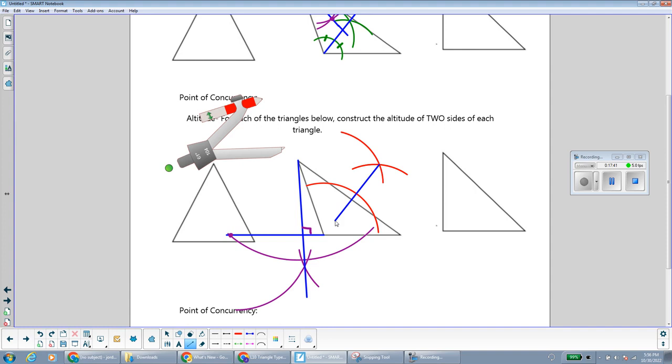Through that intersection point, through the opposite vertex, is my altitude. And notice how it's perpendicular to the side of the triangle that it passes through. It's a perpendicular line through the opposite vertex. And notice how my altitudes intersect outside of the triangle.